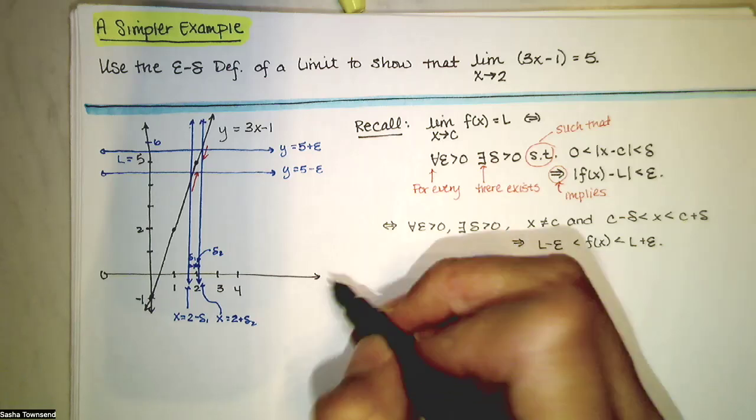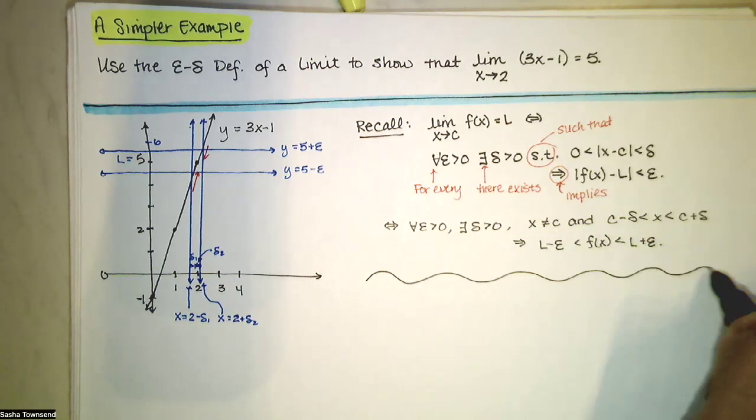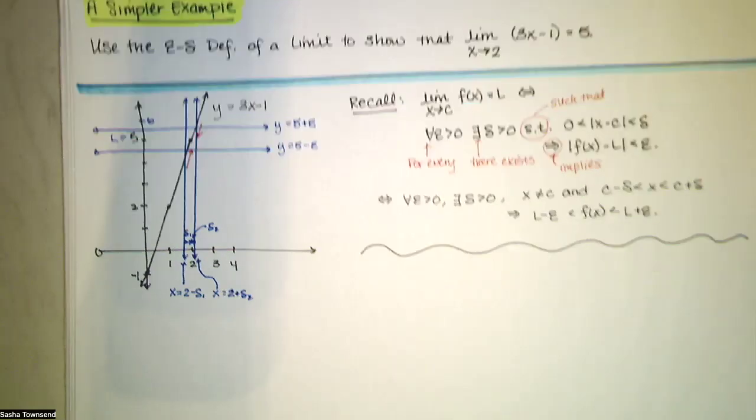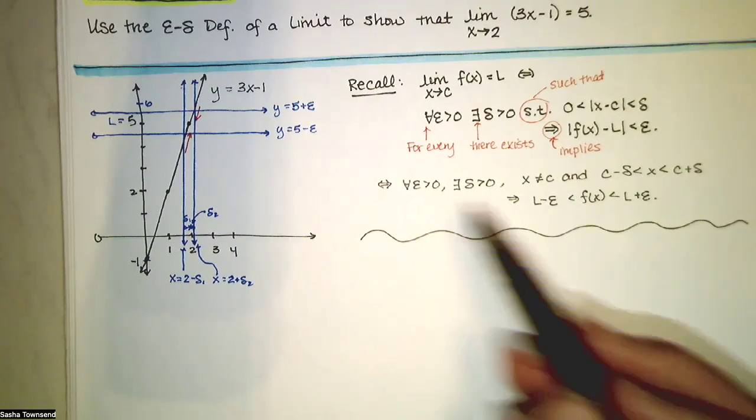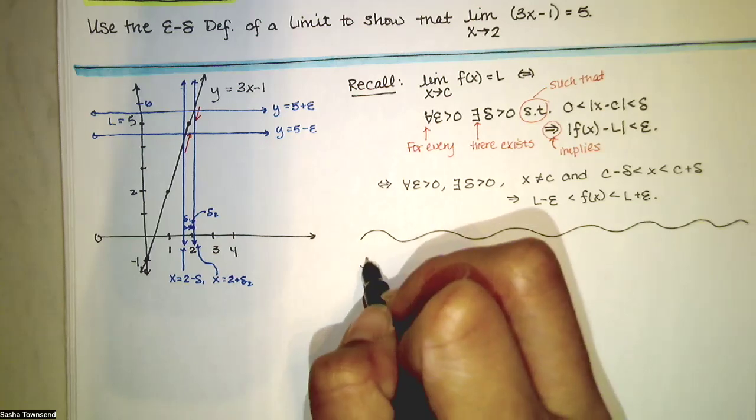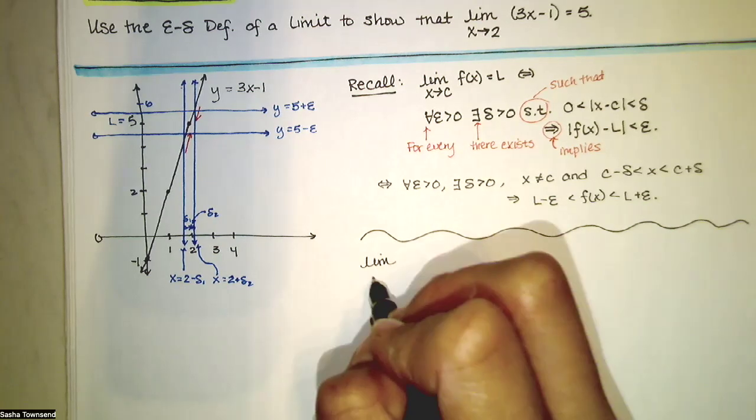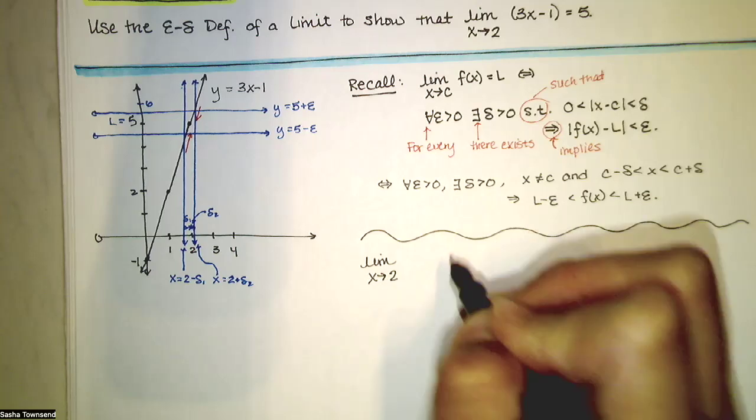So let's prove this. Now, the way that we prove this is we choose epsilon to be greater than 0.